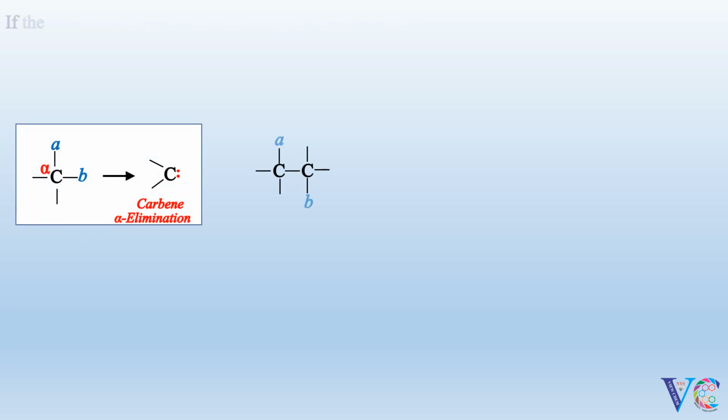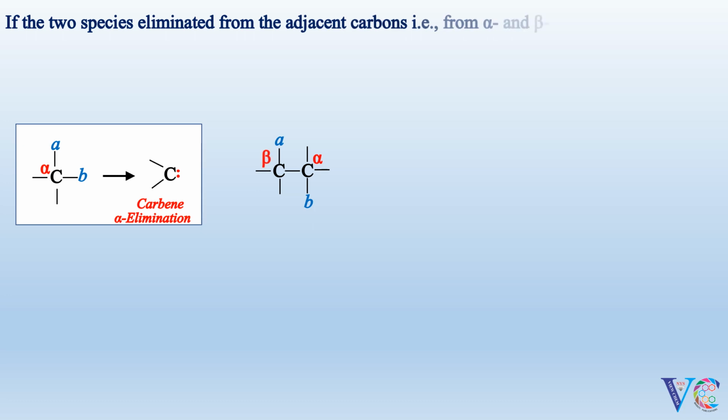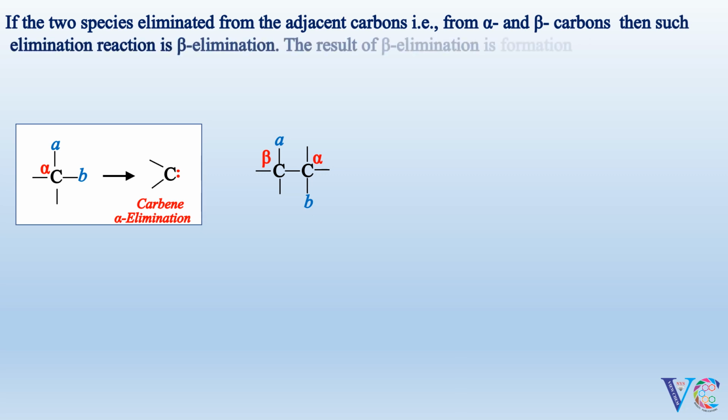If the two species are eliminated from the adjacent carbons, that is, from alpha and beta carbons, then such an elimination reaction is beta elimination. The result of beta elimination is the formation of multiple bonds, that is, double or triple bonds.